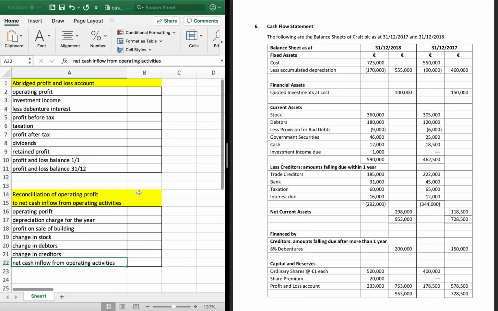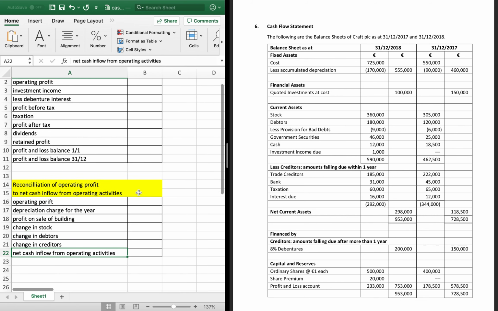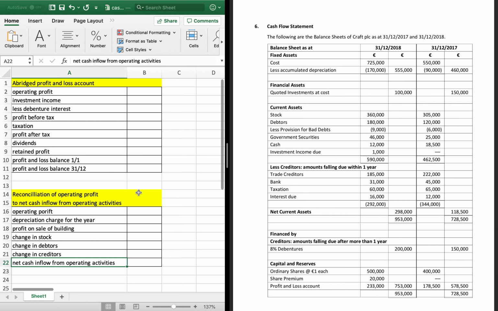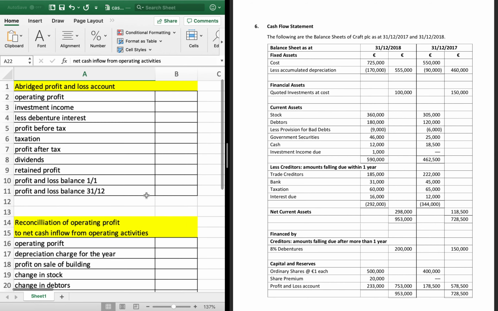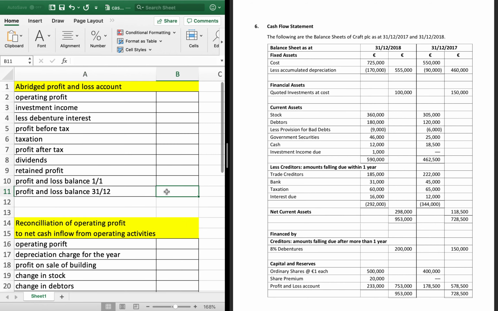Okay, so we'll give a go at doing the cash flow statement from the mock. We've got to do our abridged profit and loss account first. Remember, this is the one that starts at the bottom. So we'll look for a profit or loss balance from last year, which is 233. We take our one from last year, 178,500.